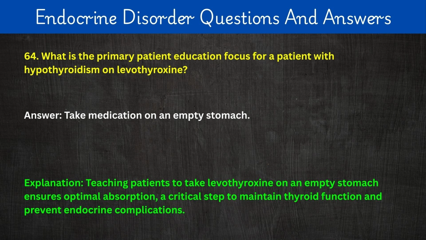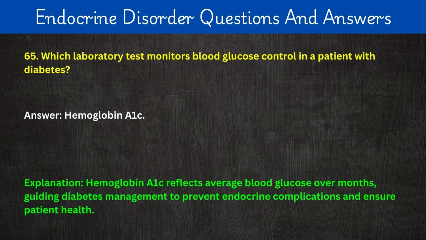64. What is the primary patient education focus for a patient with hypothyroidism on levothyroxine? Answer: take medication on an empty stomach. Explanation: teaching patients to take levothyroxine on an empty stomach ensures optimal absorption, a critical step to maintain thyroid function and prevent endocrine complications.